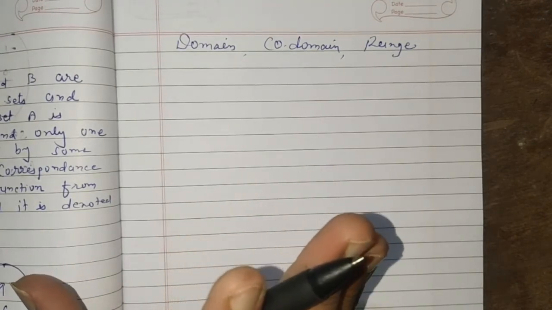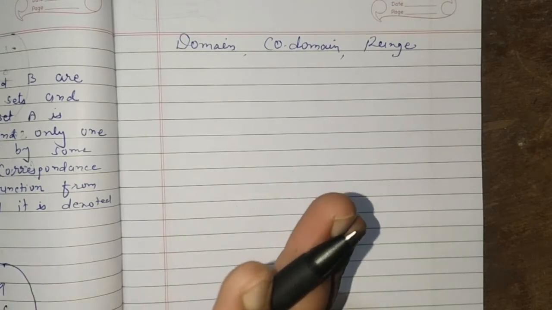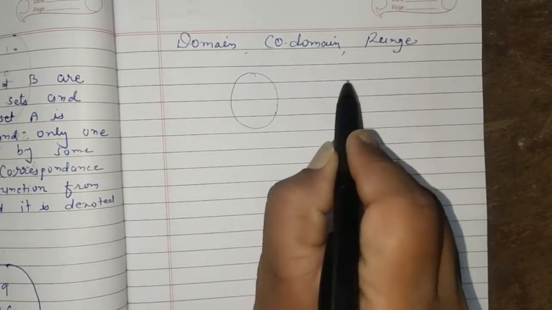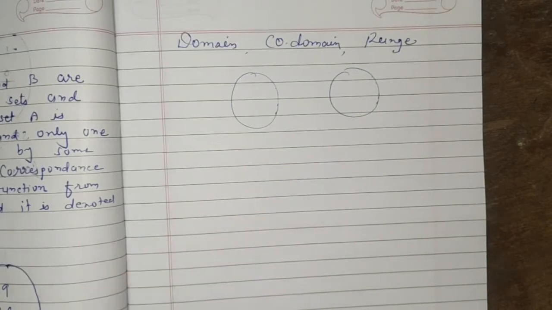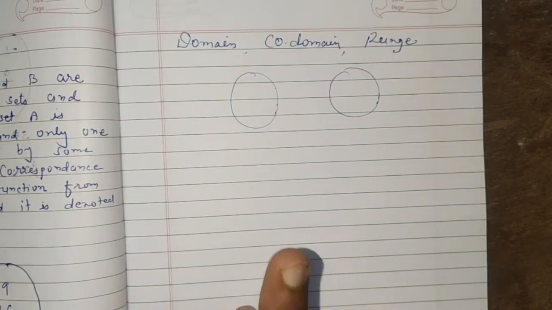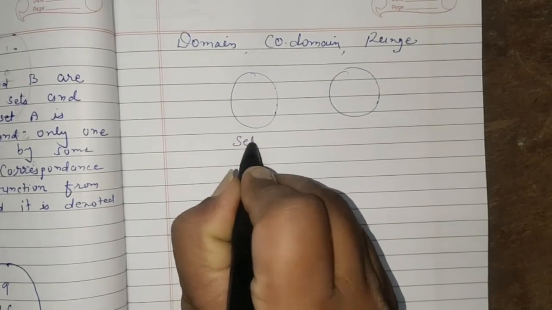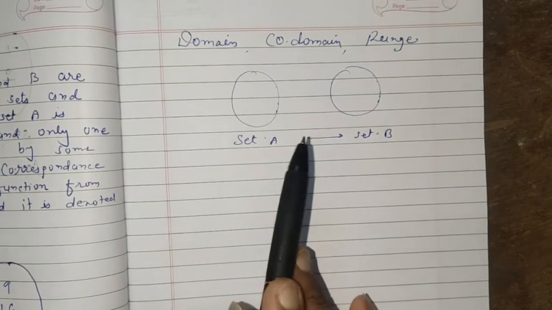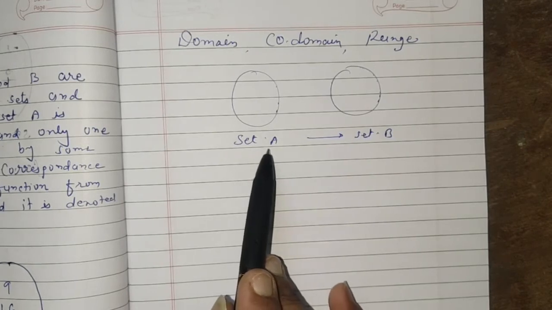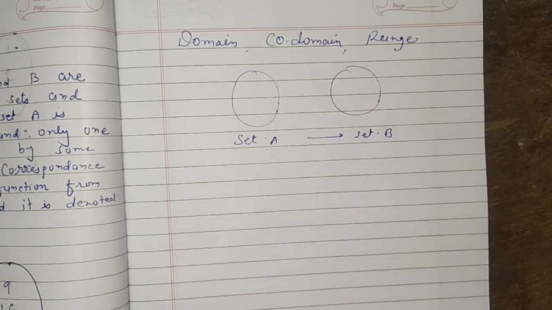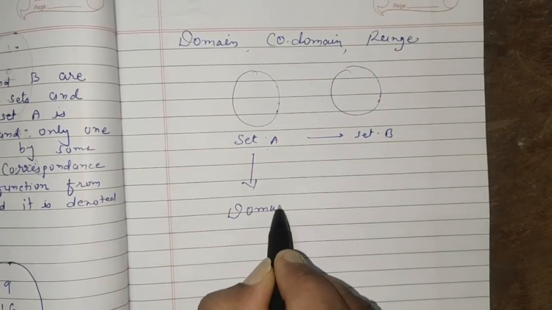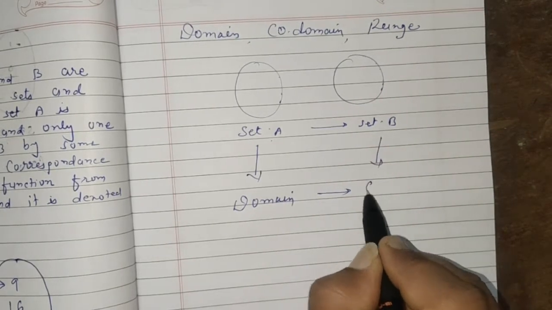We know a function is a unique relationship between the elements of two different non-empty sets. So the unique image of elements of set A is obtained in set B, meaning each element of set A gets one image from set B. We get the unique image of all the elements of set A from set B. The set A is called the domain, and B is called the codomain.